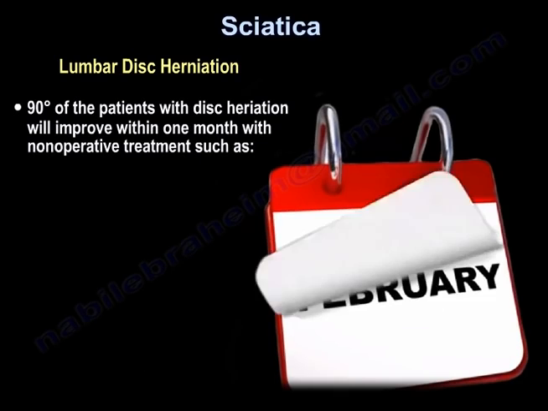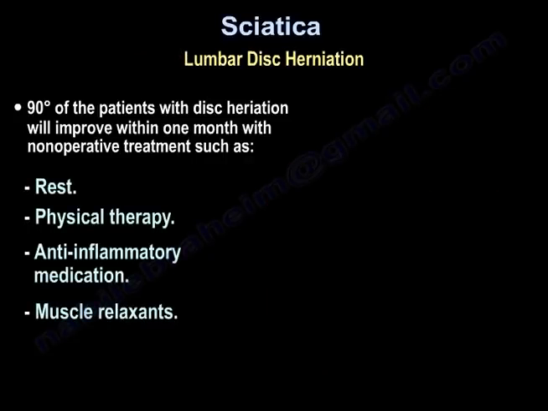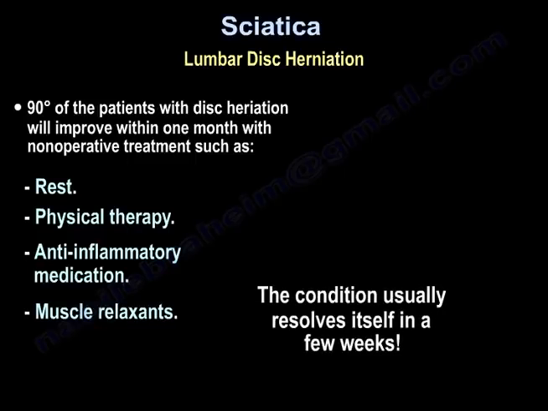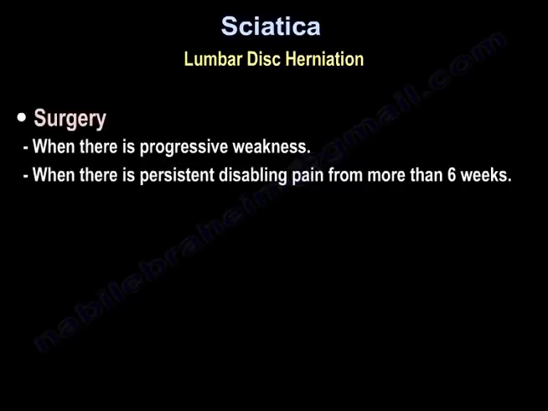90% of patients with disc herniation will improve within 1 month with non-operative treatment such as rest, physiotherapy, anti-inflammatory medication, muscle relaxants. The condition usually resolves itself in a few weeks. So when is surgery done? Surgery is done when there is a progressive weakness or persistent disabling pain for more than 6 weeks.